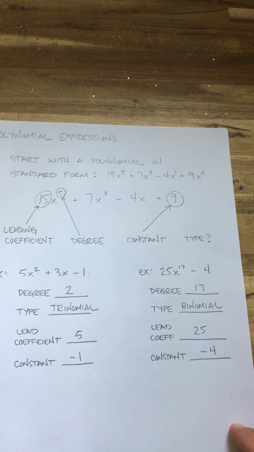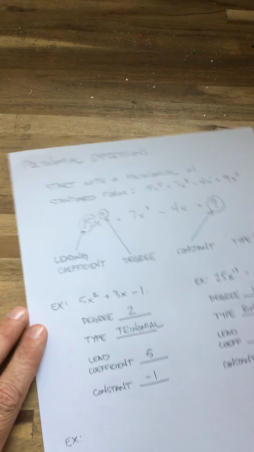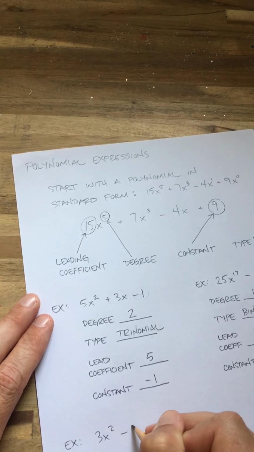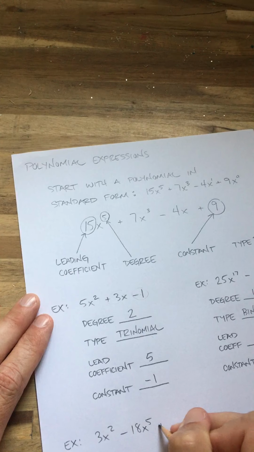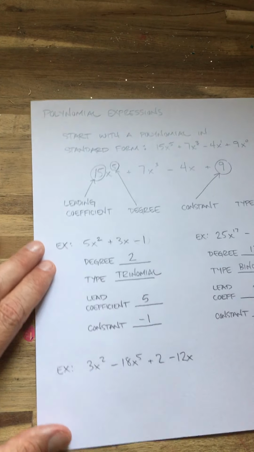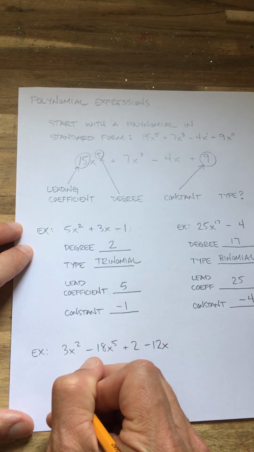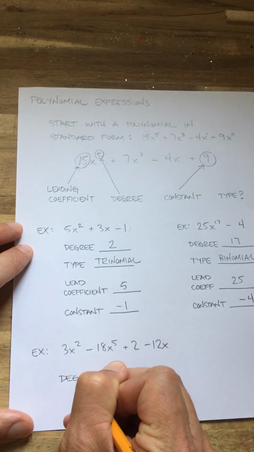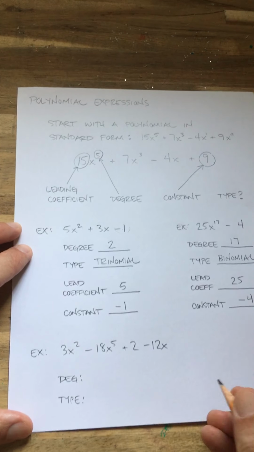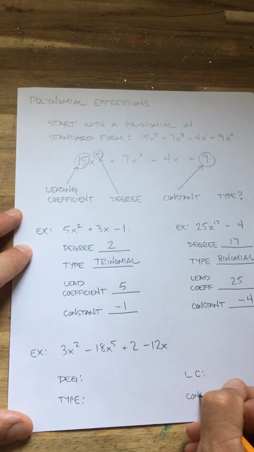All right, let's try one more example. See if you guys can put this guy together, okay? How about I give you something like this? 3x squared minus 18x to the 5th plus 2 minus 12x. Okay? Can you tell me what is the degree? What is the type? What is the leading coefficient? And what is the constant?